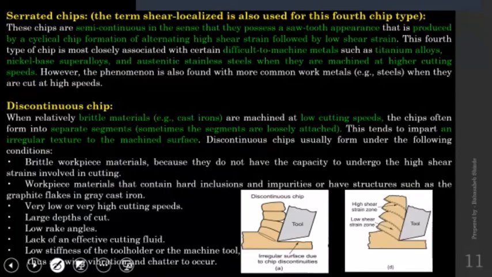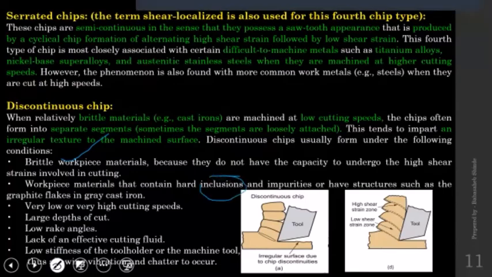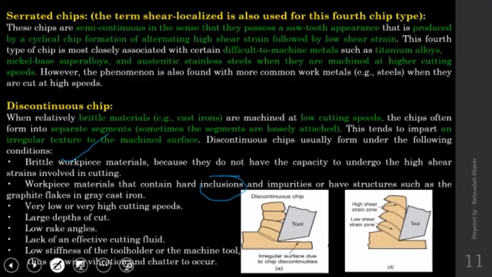So what are the additional conditions? The first one is a brittle workpiece. That is the main thing resulting in formation of discontinuous chips. Another reason is that the workpiece contains inclusions. Inclusions means some foreign particles, some impurities. If those impurities or foreign particles are inside the workpiece material, then while removing the material, when those impurities are dislodged from the work surface, they create some irregular cavities, and that results in the formation of discontinuous chips.